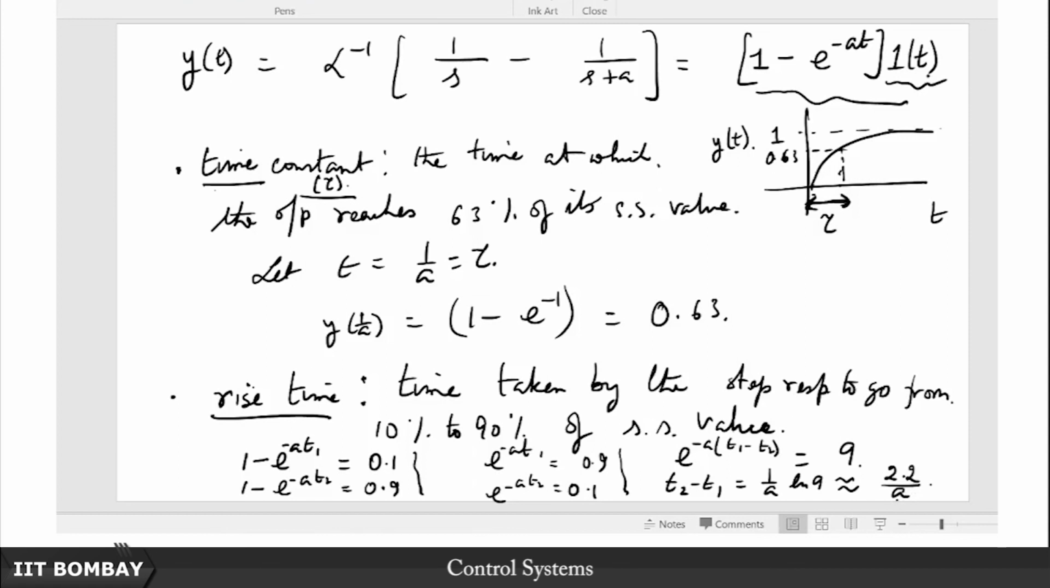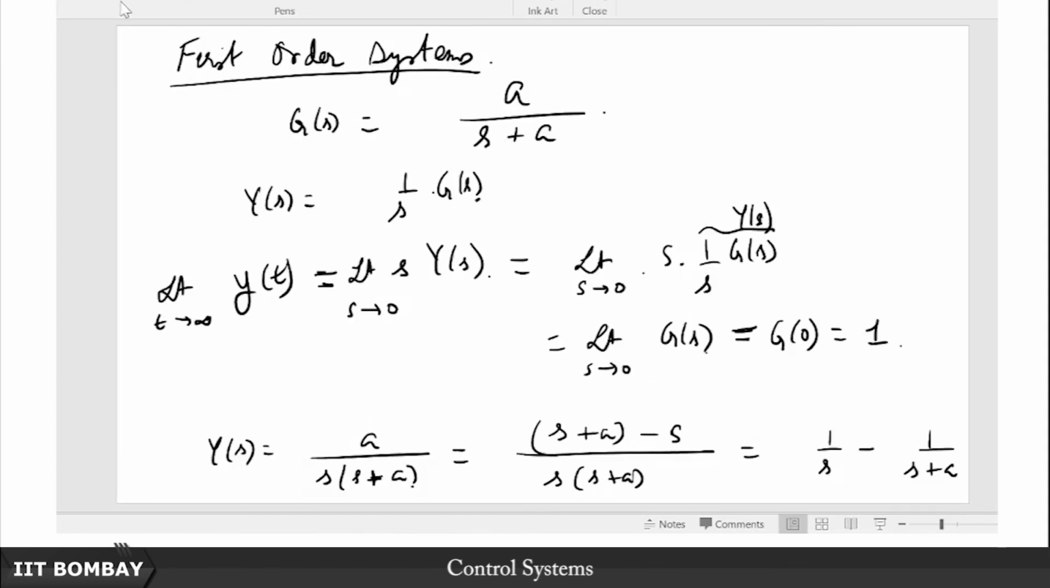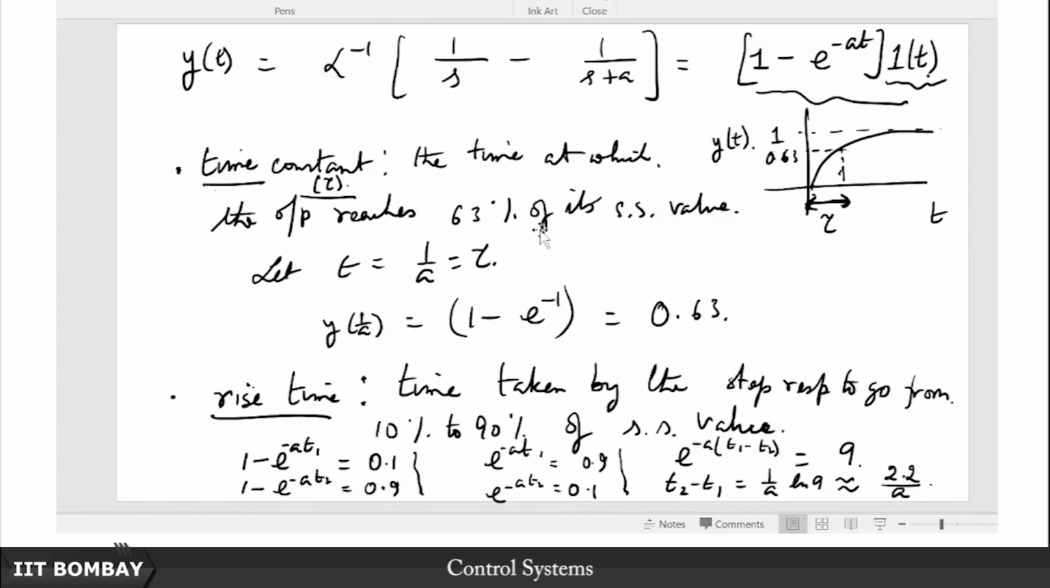So the smaller your a, the closer your pole is to the imaginary axis. Notice very carefully, of course a is positive, because I said it's a stable system, so a is positive. The smaller your a, the closer your pole is to the imaginary axis, the larger is your rise time. Similarly here of course there is a clear reciprocal relationship, the smaller your a, the larger is your settling time.